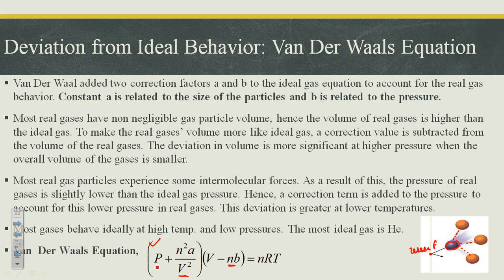In the van der Waals equation, P is pressure, n is moles of a gas, V is volume, R is the universal gas constant, and T is absolute temperature. a and b are correction terms. Correction term a accounts for the lesser pressure of real gases as compared to ideal gases, and correction term b accounts for the volume of real gases as compared to ideal gases. a and b can only be experimentally determined, so these quantities will be given to you.